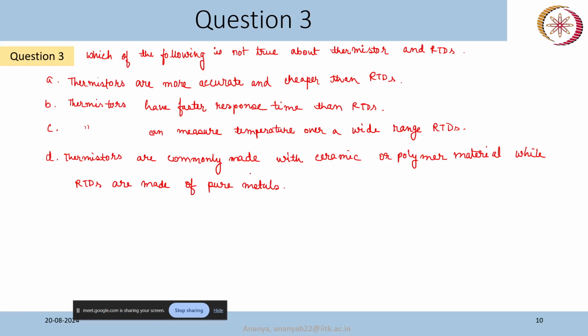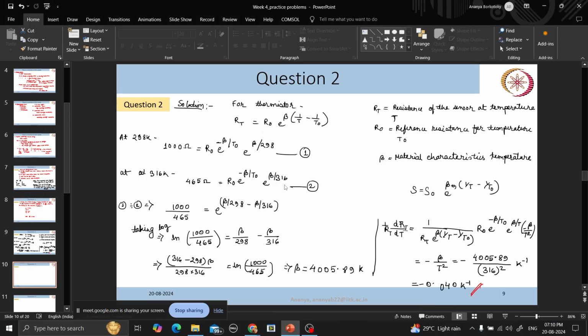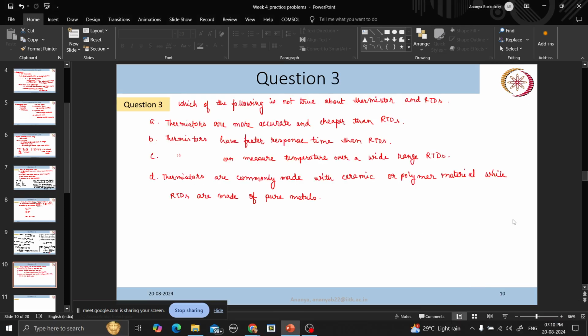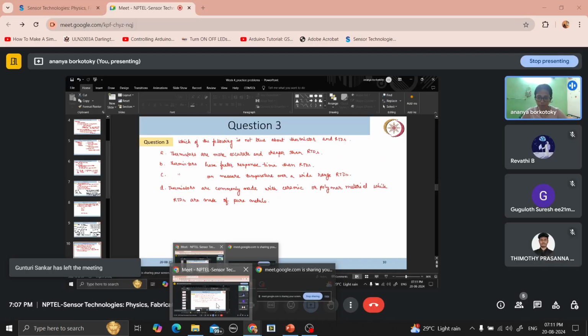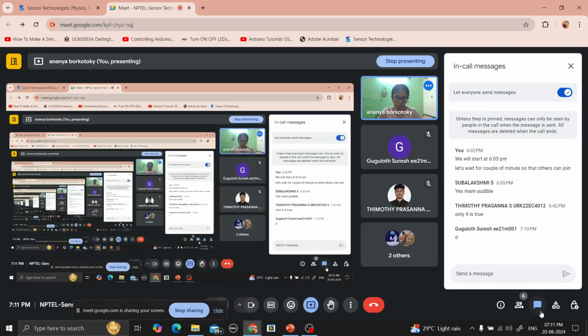So which one is not true? Please try to give the answer in the chat box. Thermistors are more accurate and cheaper than RTDs. Thermistors have faster response time than RTDs. Option D.